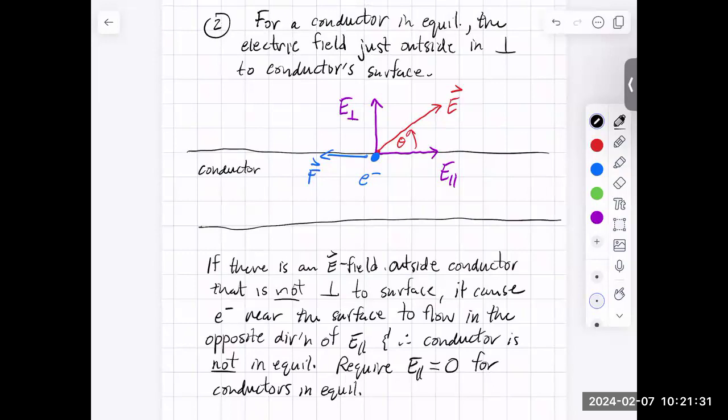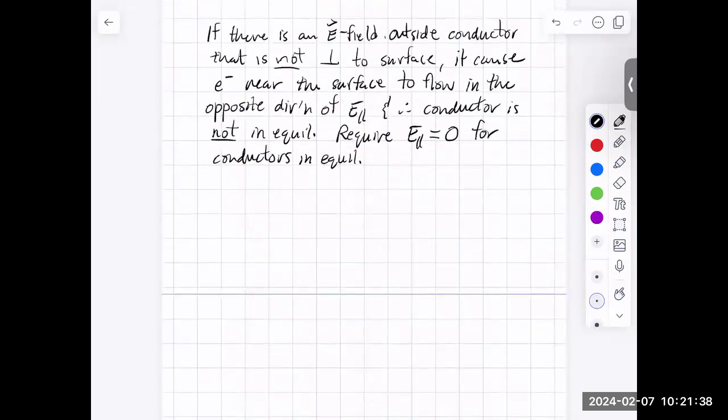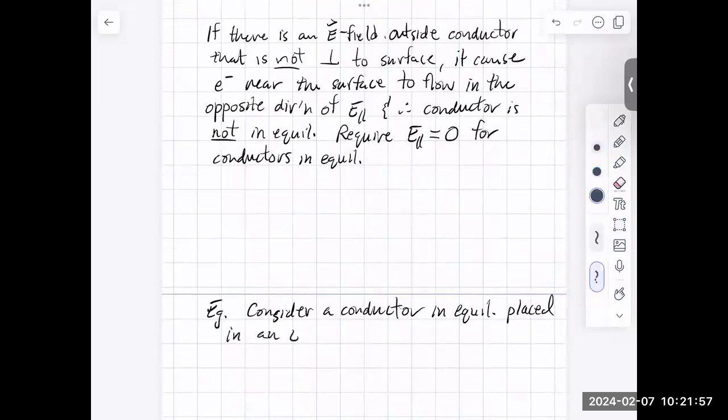So let's think about one more. Well, okay, let's do this example. Let's consider a conductor in equilibrium placed in, let's say, a uniform electric field. In fact, what you'll do next week in the lab is you're actually going to map out electric fields for different configurations of electrodes or conductors.